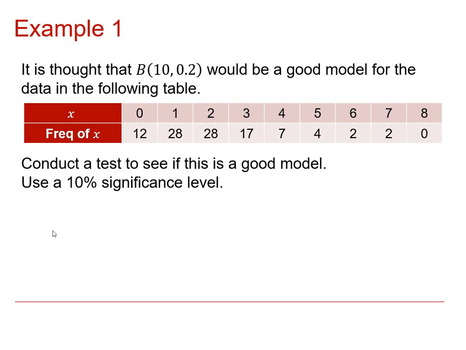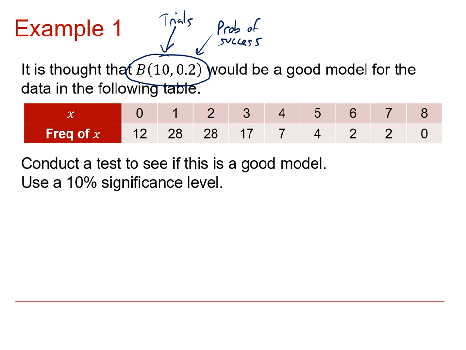So example 1. It is thought that this model, the binomial distribution with 10 trials and 0.2 probability of success, would be a good model for the data in the following table. Conduct a test to see if this is a good model. Use a 10% significance level.